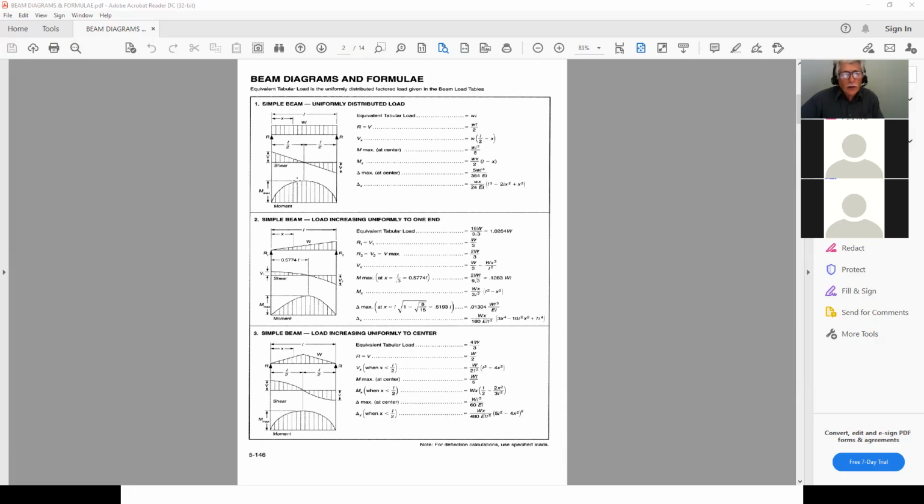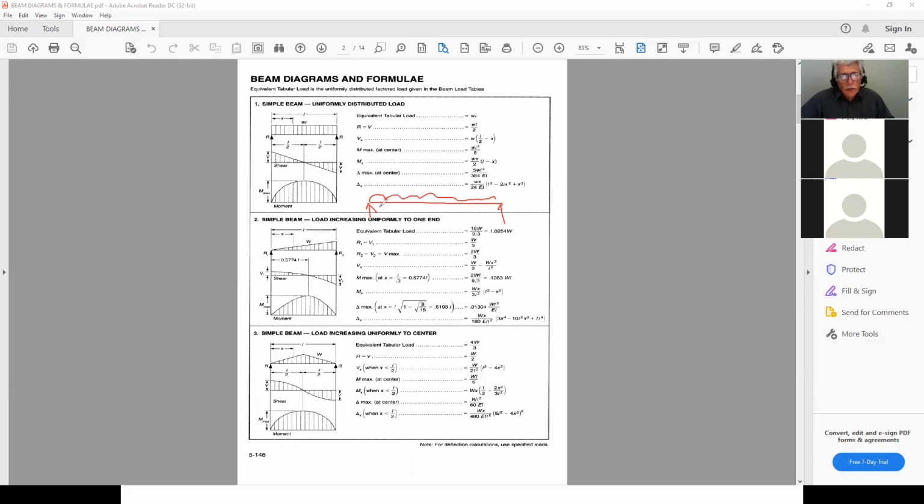And now, in our case, for the very first one, we had a simply supported beam, like this, and we had a uniformly distributed load going right across it.